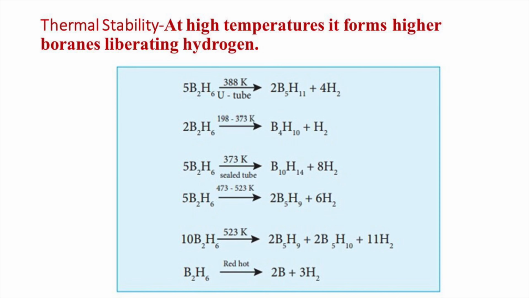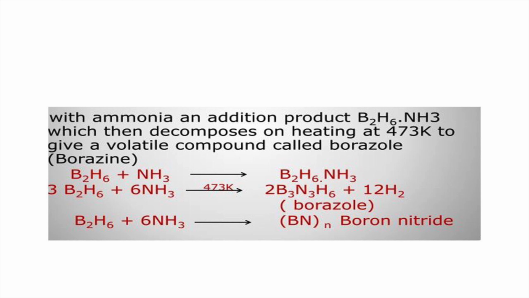Diborane is stable at ordinary temperature, but when heated above 100 degrees Celsius, it changes to a number of higher boranes. The next is the reaction with ammonia. Diborane reacts with ammonia to form different products depending upon the proportion of reactants and the temperature of the experiment. Firstly, a 1:2 molar mixture of diborane and ammonia at low temperature yields diammoniate of diborane.